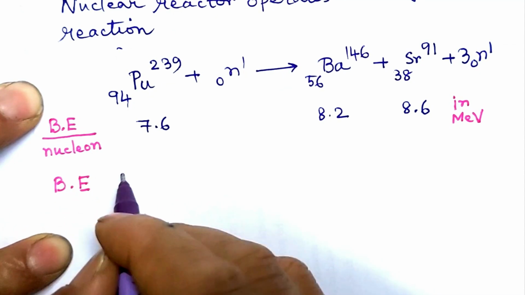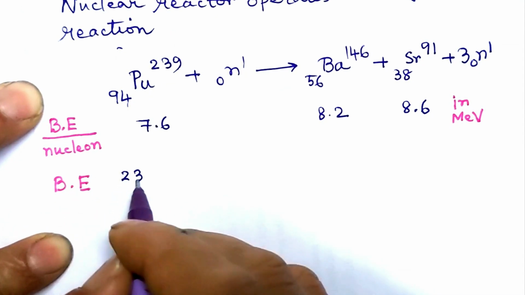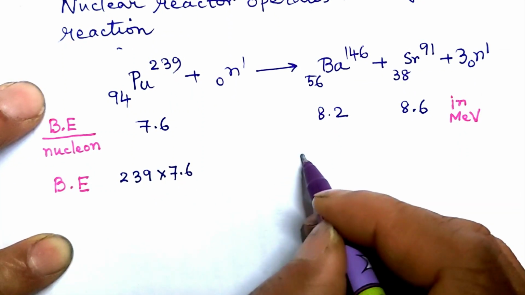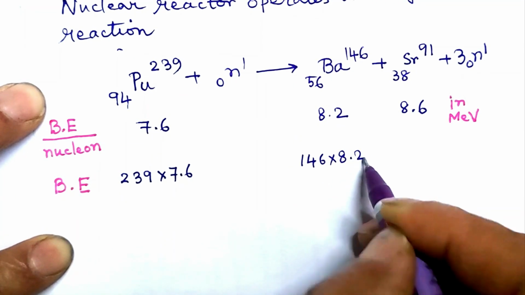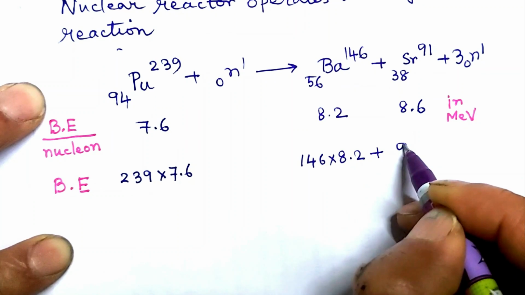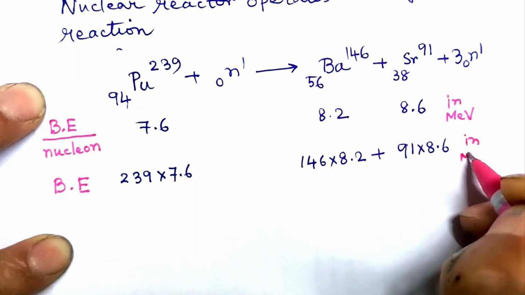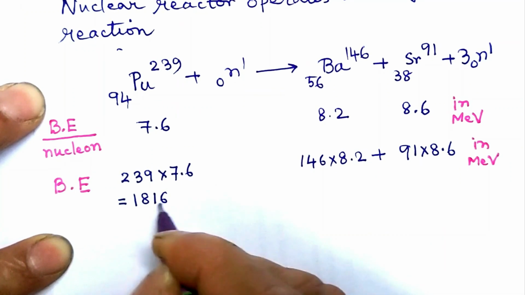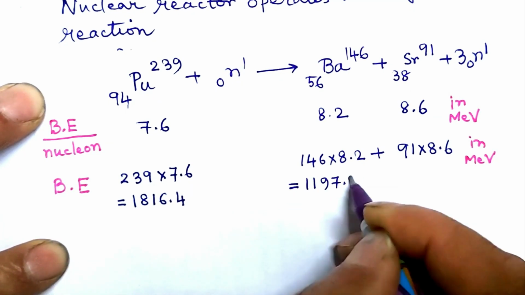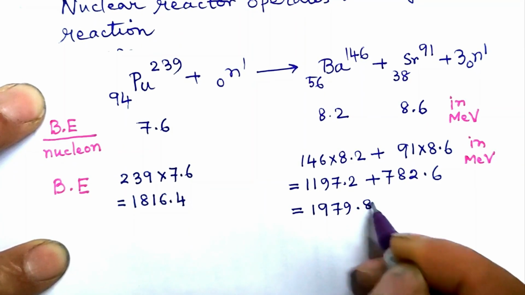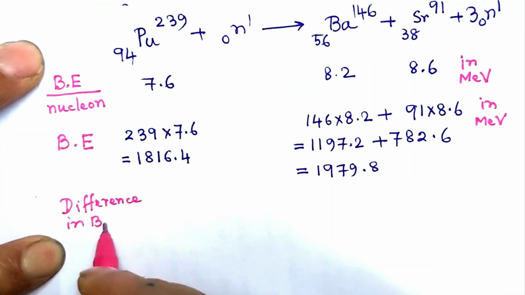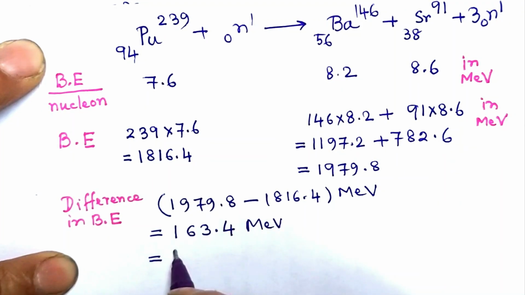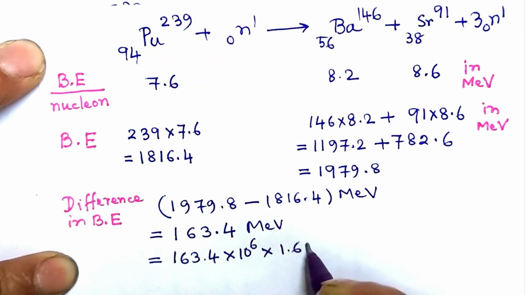So binding energy is, for plutonium, 239 nucleons into 7.6 MeV. For barium it is 146 nucleons into 8.2 MeV, plus for strontium it is 91 nucleons into 8.6 MeV. Calculation gives this one to be 1816.4 MeV and this one to be 1979.8 MeV. Difference in binding energy is 163.4 MeV.